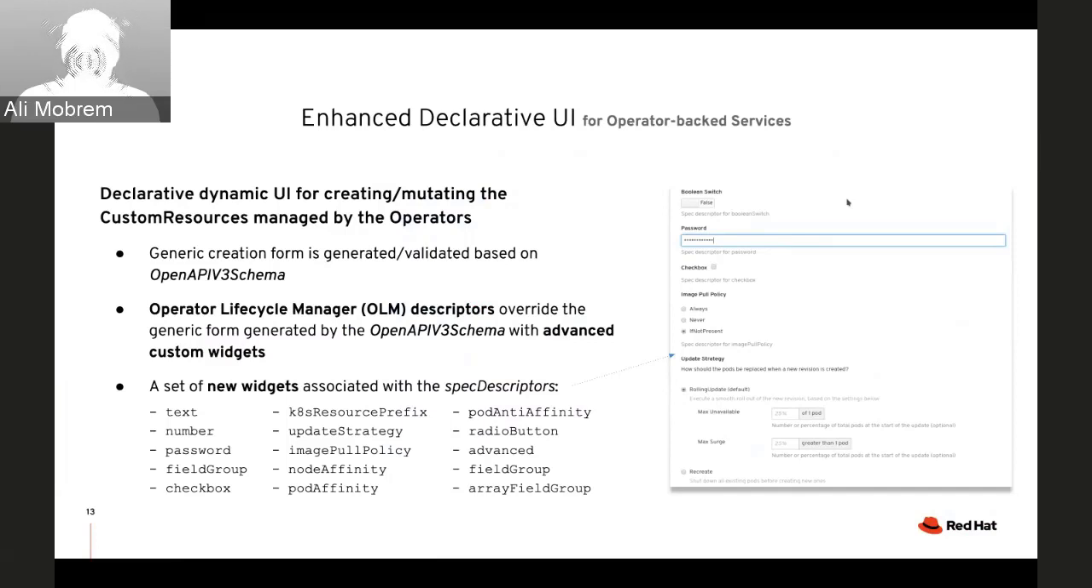But we added another layer on top of this. We created something called OLM descriptors. With OLM descriptors, you get a bunch of advanced widgets. If you look at the picture on the right, you get a couple of examples. For example, there is a password field there. You also get the ability to do image pull policy and update strategy. We have widgets for pod affinity. We have widgets for getting a list of the secrets available to you.